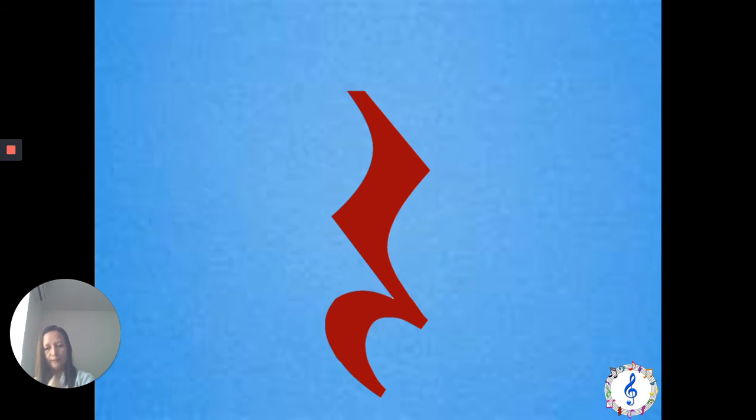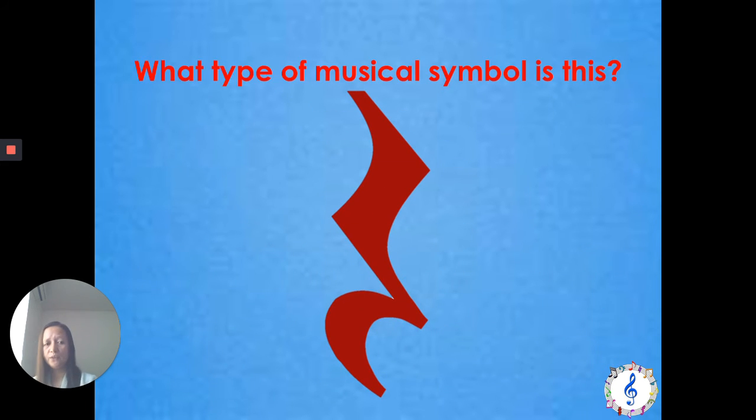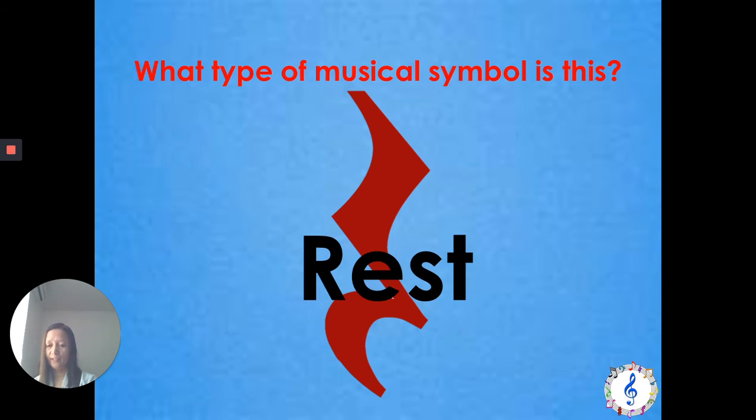Now, we are done with the notes. Again, what are the 4 basic notes that we have discussed? Okay, correct. Let us go now to this symbol. What type of musical symbol is this? Correct. That is a rest. What do you mean by rest?